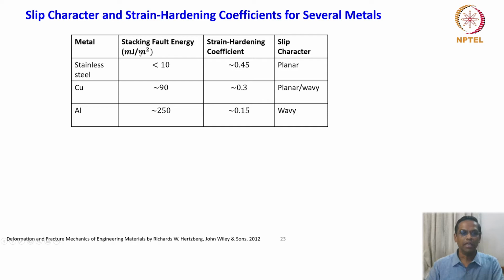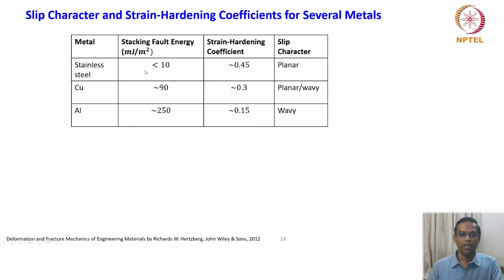The material which is having a very small stacking fault energy, you can see that the strain hardening coefficient value is higher. So we have a very nice trend here. Lowest stacking fault energy, highest strain hardening coefficient. Highest stacking fault energy, lowest strain hardening coefficient. And these two are characterized as two extreme slip characters. One is planar, the other is wavy. We can relate all of them. Very interesting table and very important table as well.